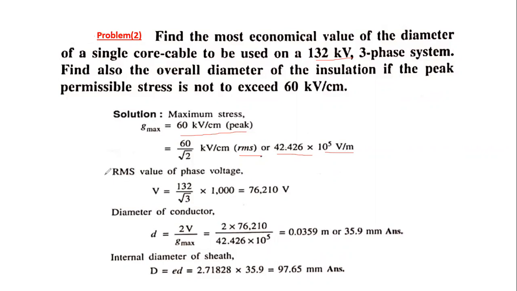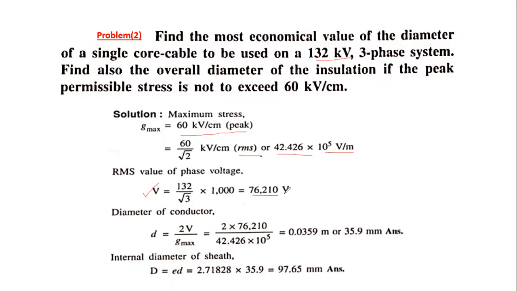Similarly we calculate the RMS value of the phase voltage. This is the voltage V. Then we calculate the RMS value for this phase voltage, that is V is equal to 132 by root 3 into 1000.